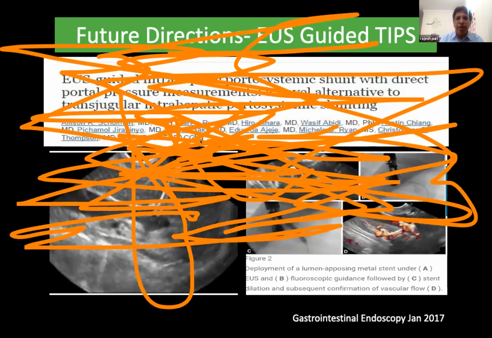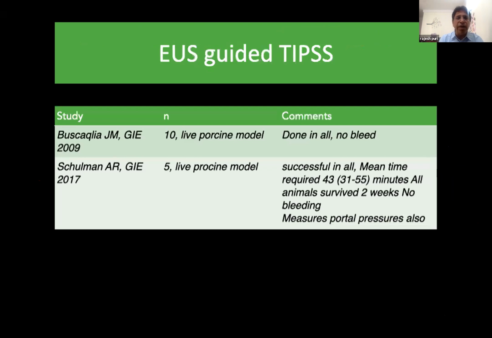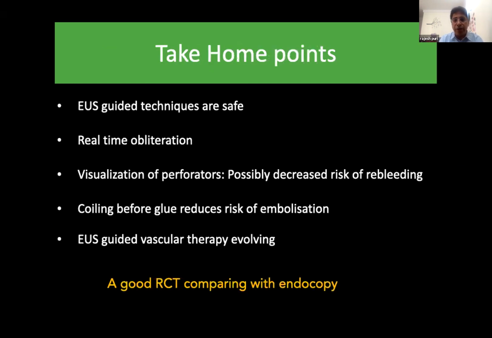Something new is emerging, I don't know what is coming, but TIPS: EUS-guided intrahepatic portosystemic shunts. Animal studies are there, and there are two studies in the porcine model, where they were able to successfully do the TIPS technique as well as measure the portal venous pressure. I think for portal venous pressure measurement, Cook is coming up with their manometer. You inject with a 25G needle into the portal vein and hepatic veins, and you measure the pressure. That will be a very good method for knowing about the hemodynamics.